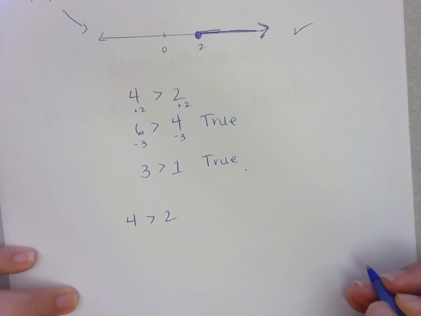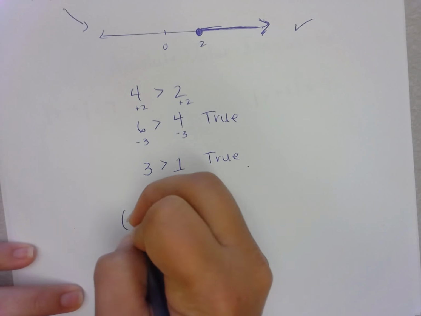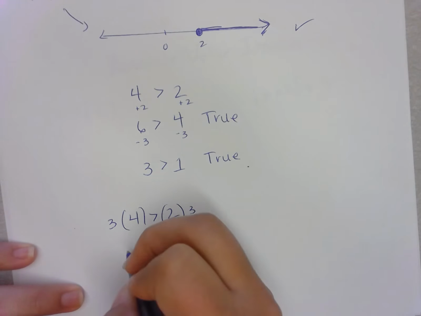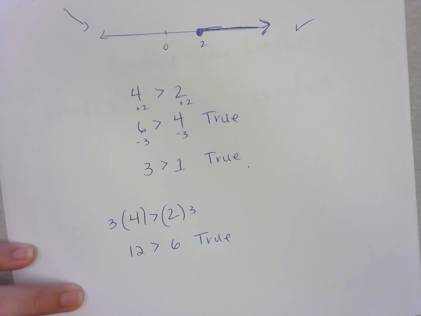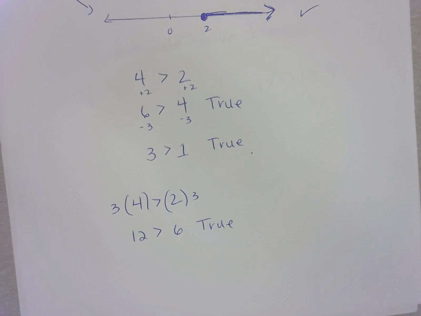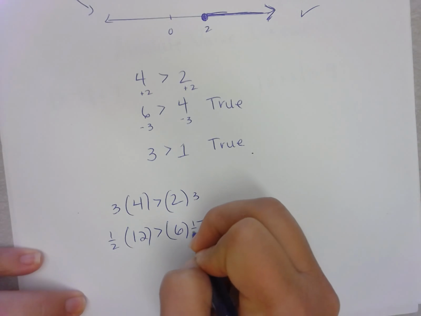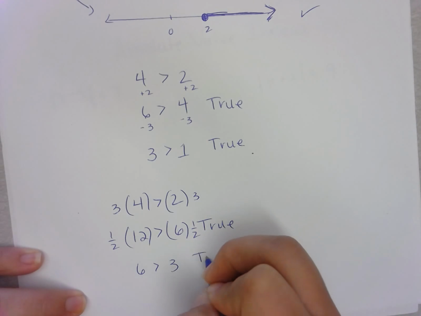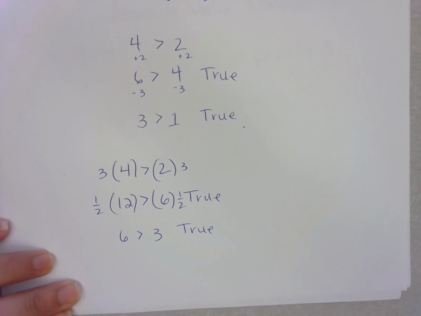So let me start with my 4 is greater than 2. Let's multiply both sides by a positive number. So I'm going to multiply this side by 3 and this side by 3. Then I get 12 is greater than 6. This is still true. Let me multiply by, let's see, how about a half? So let's multiply by a fraction. Again, I get 6 is greater than 3. This is still true. Right, so far multiplication hasn't been an issue.